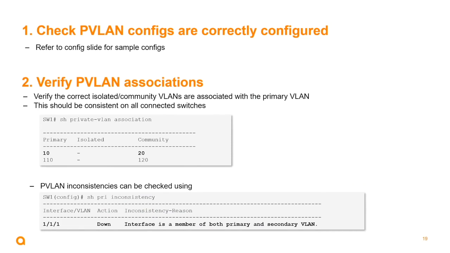And then there's also the PVLAN inconsistency command, show primary private VLAN inconsistency, which can be used to check for other issues. In this example, we could see the interface is down, and the interface is actually a member of both a primary and a secondary VLAN, which it can't be.